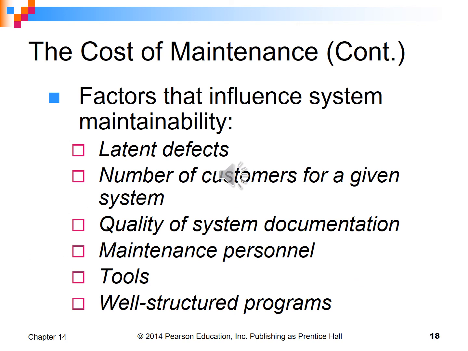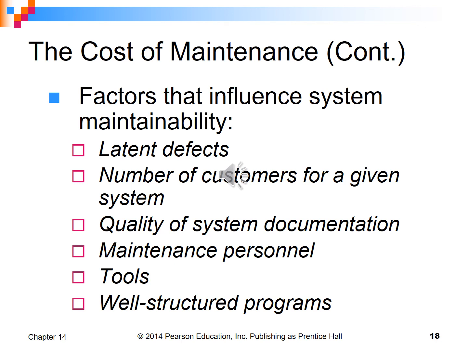Well, there are many different factors that influence system maintainability. Latent defects: any change to the system will probably add more defects to it, because as we always say, software is always affected by modification. Number of customers for a given system: if we have a lot of customers who use the system, it will cost us more. Quality of the system documentation: if we don't have good documentation, the maintenance will cost us more.